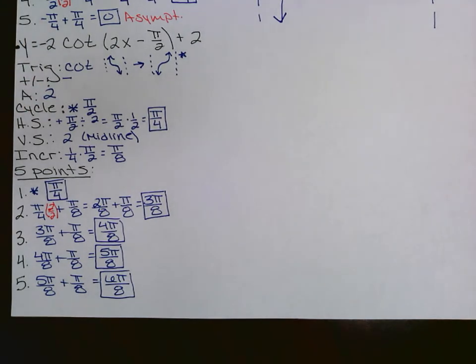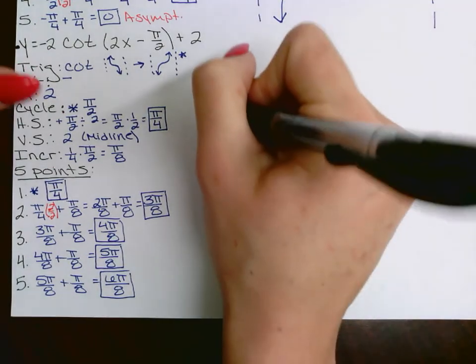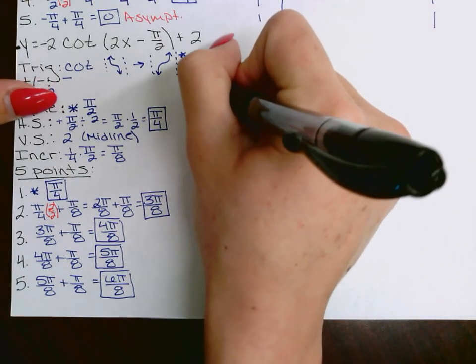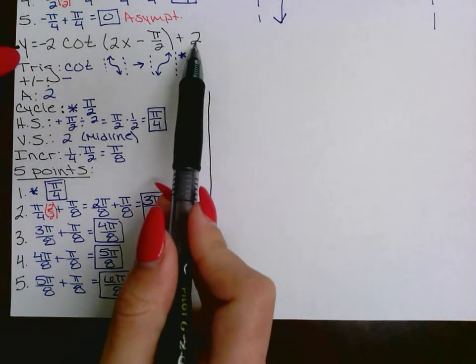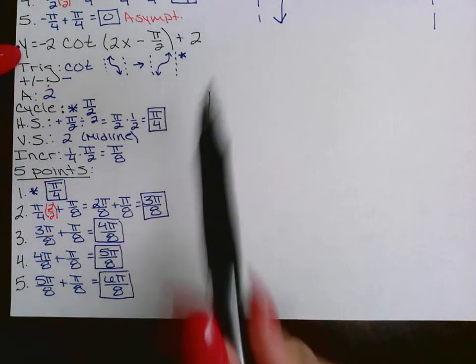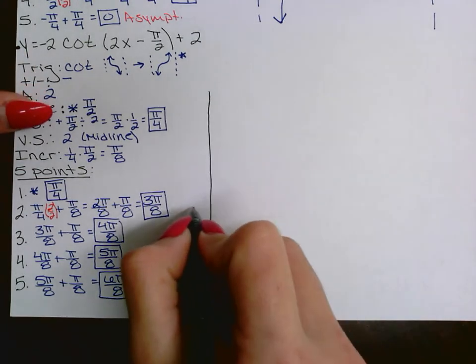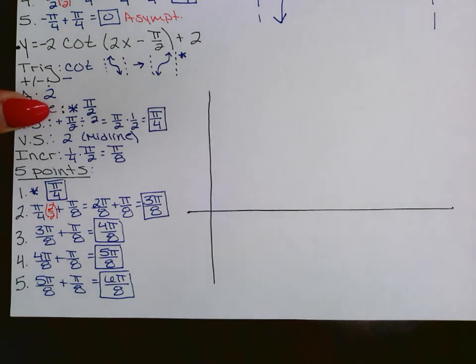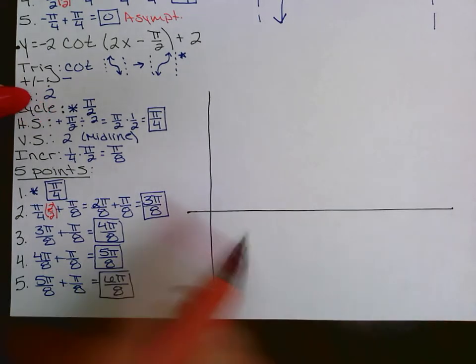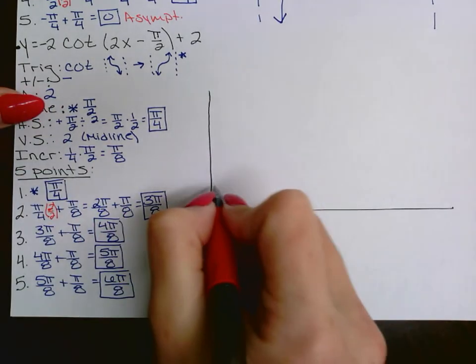So when I go to draw my graph, I notice that all my 5 points are positive, so I can draw my y-axis over here on the left. And then my midline goes up 2, and then I'll be moving up and down 2, so it doesn't really matter how far down I put my x-axis, okay? So the first thing you draw is your midline. My midline is at positive 2.